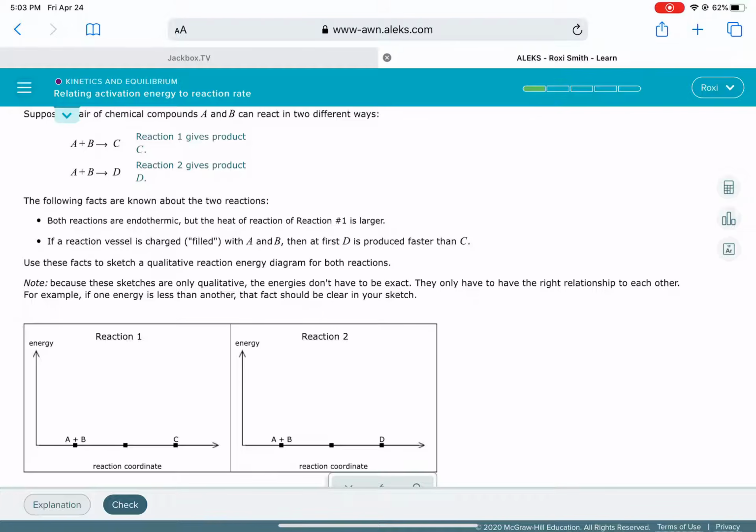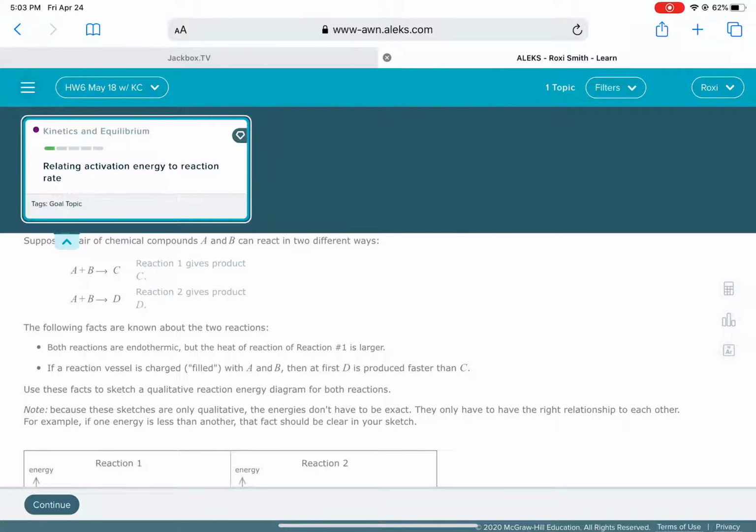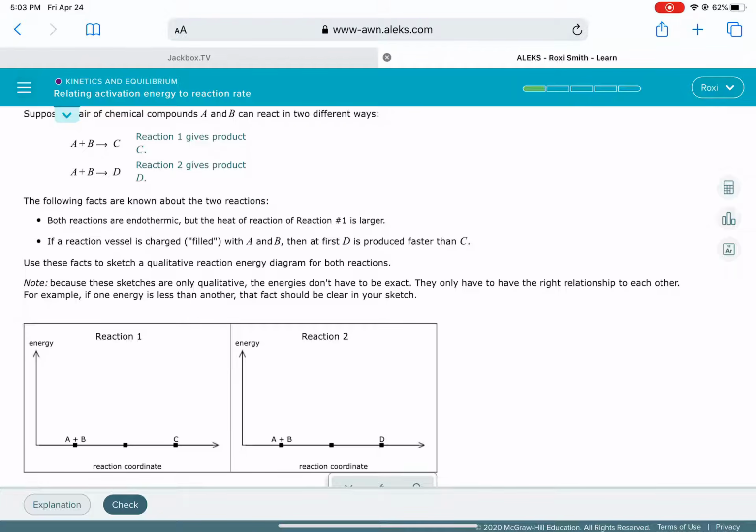Let's look at the last problem in homework 6, relating activation energy to a reaction rate. This one looks really tricky. It's giving us two different reactions, and the two reactions have the exact same reactants, A and B, but one reaction gives us product C and one reaction gives us product D, and then it's going to give us some information about the two reactions, and we have to sketch an energy diagram.